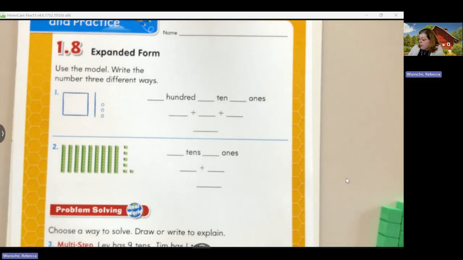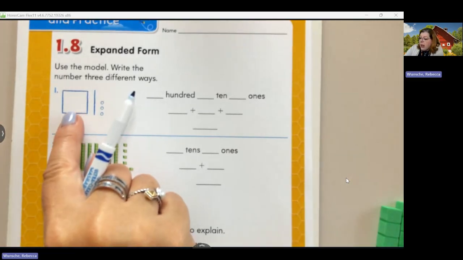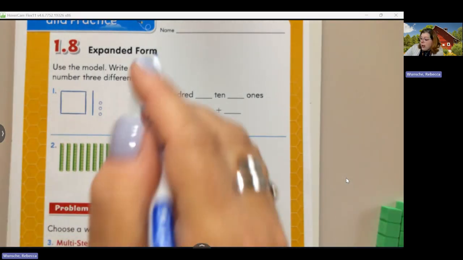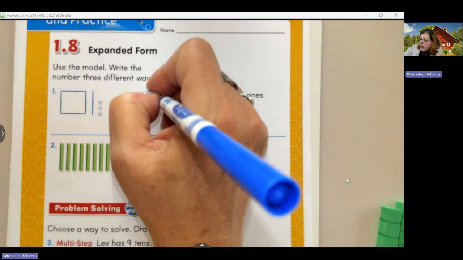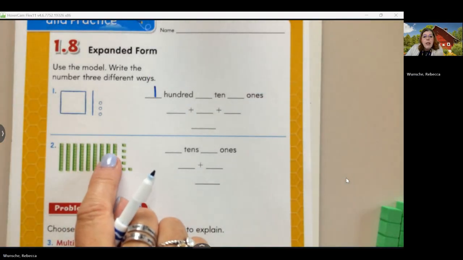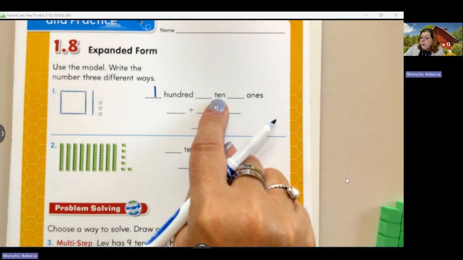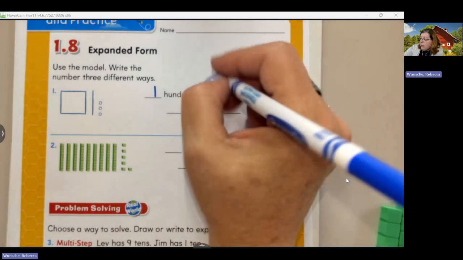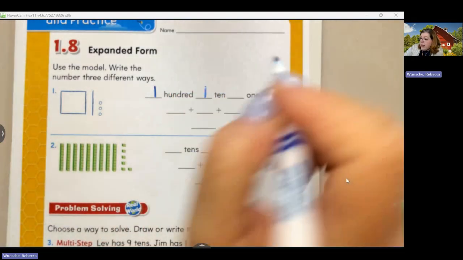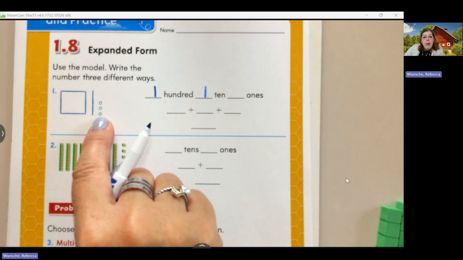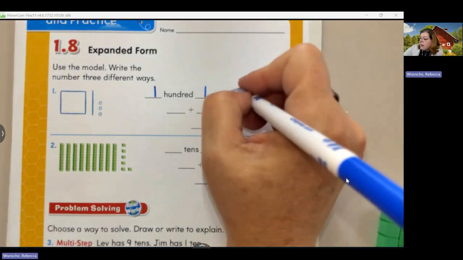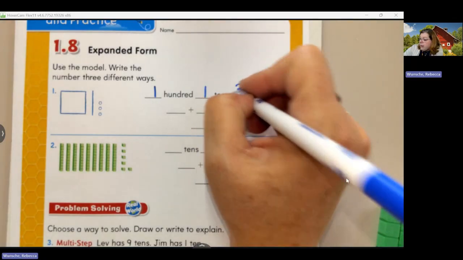So as we look at this, we're looking at the 100 block. How many 100 blocks do we see? We only see 1. So we have 1 100 block. Then it asks us about our 10 rods. Well, let's go back to our model. How many 10 rods do we see? I only see 1. So I'm going to put 1 10 rod there. Then how many 1s dots do I see? 1, 2, 3. I see 3 1s.